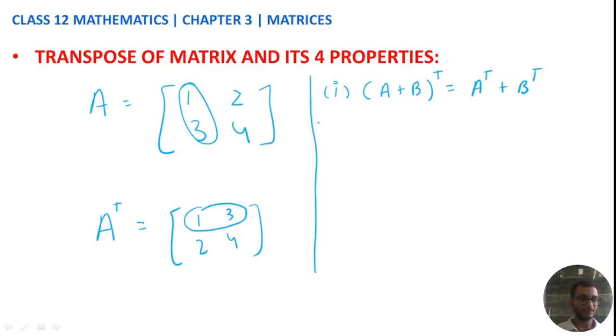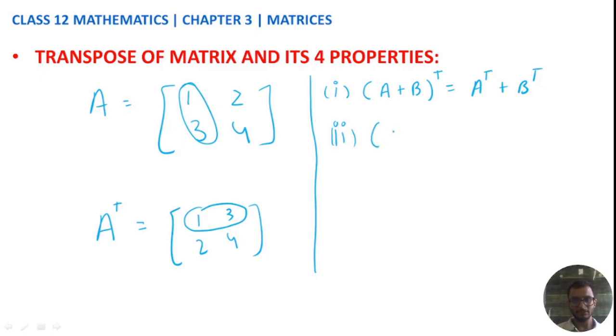In the exam, they will tell you to verify this property. They will give you two matrices and tell you to verify that A plus B transpose is the same as A transpose plus B transpose. We will do this in exercise questions. A lot of questions will involve this type.